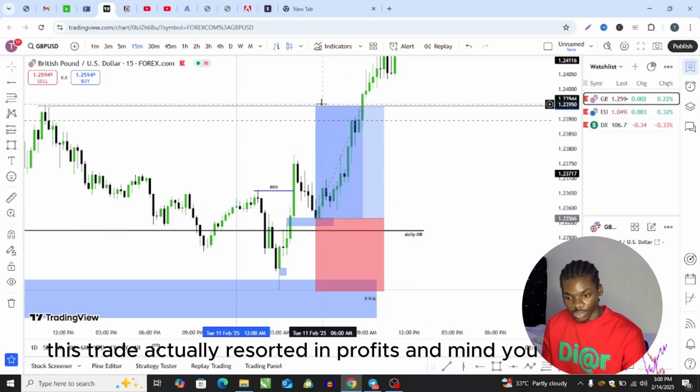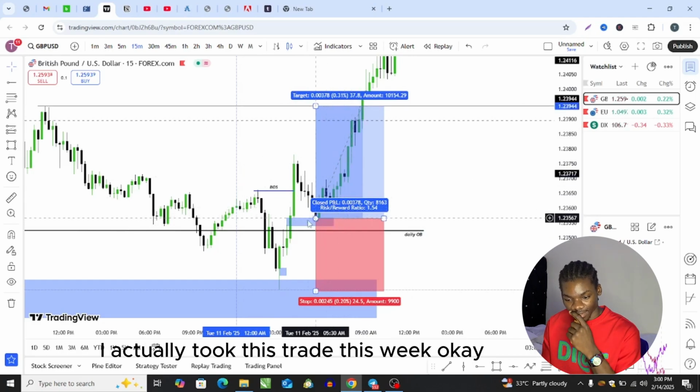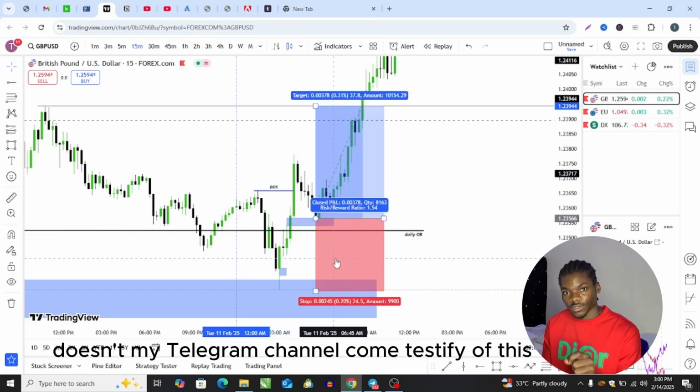Now this trade actually resulted in profits, and mind you, I actually took this trade this week. Okay, this was on Tuesday. I took the trade. Those in my Telegram channel can testify of this.